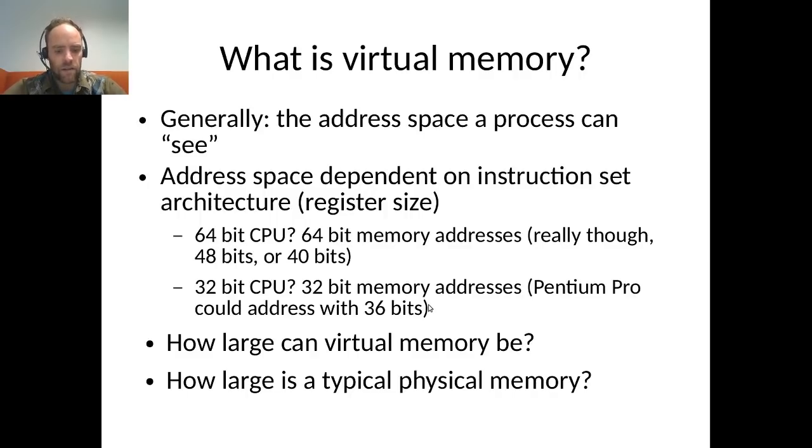So if we can address, theoretically, 64 bits of address space, how does that map to our very small physical memory? And if we have multiple processes running on a system, obviously we can't physically have this much virtual memory multiplied by, say, hundreds of processes running. So there has to be some mapping between the small physical memory and the very large virtual address space.